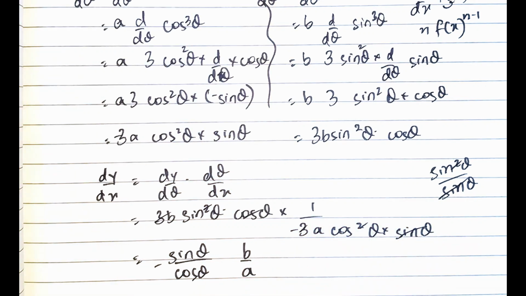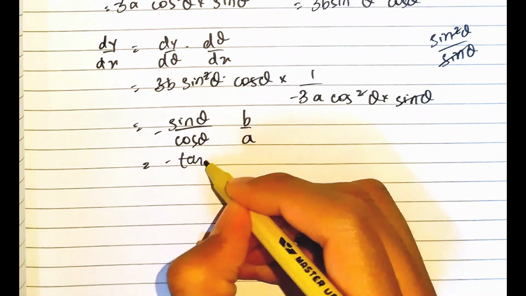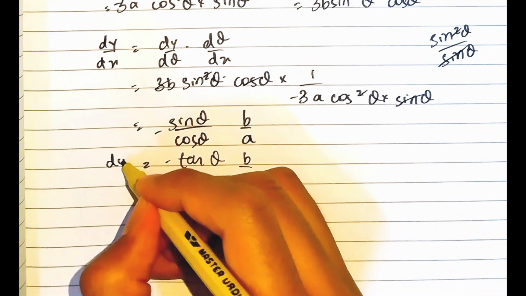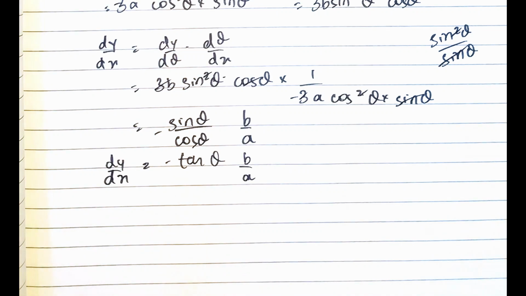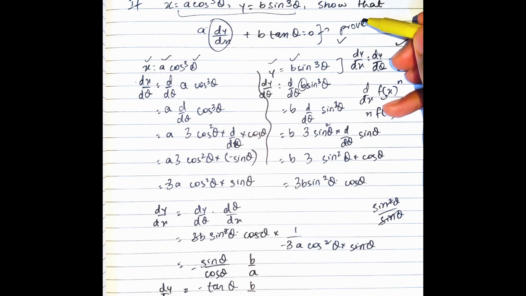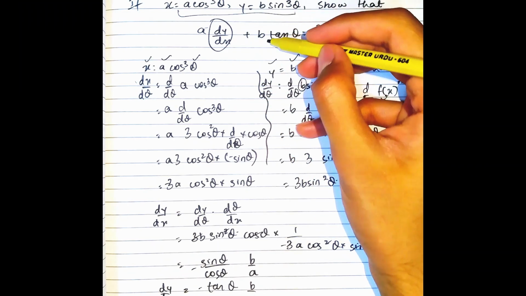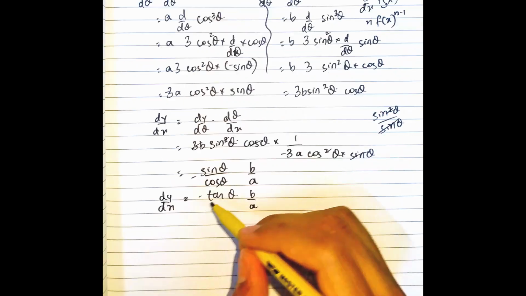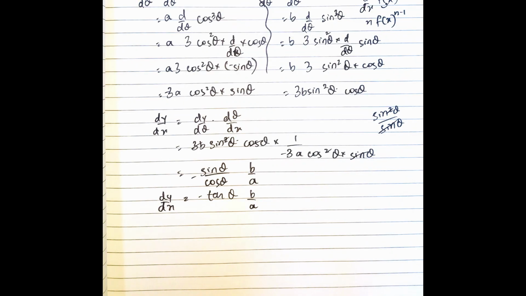Now this arrangement is actually very specific, because if you see, we have negative sine theta by cos theta, it would be negative tangent theta, b divided by a, dy by dx. Now what was our original question? The question says that we have to prove a dy by dx plus b tangent theta. So I think this question is actually proved. We just have to arrange some things, some variables, and we will be good to go.